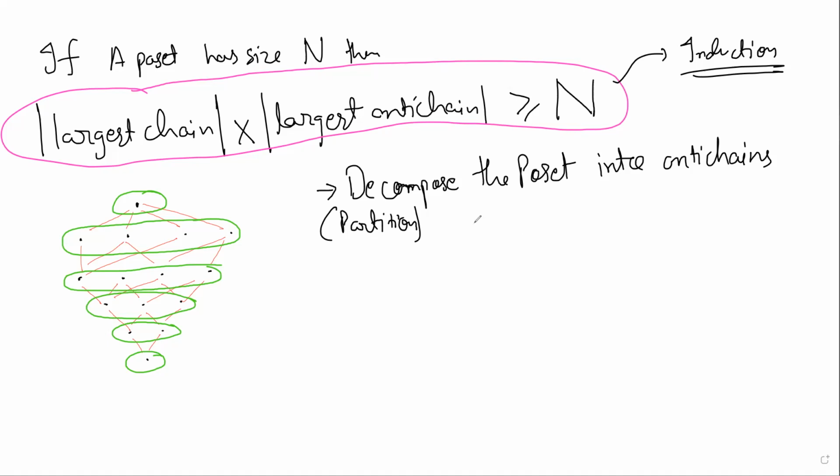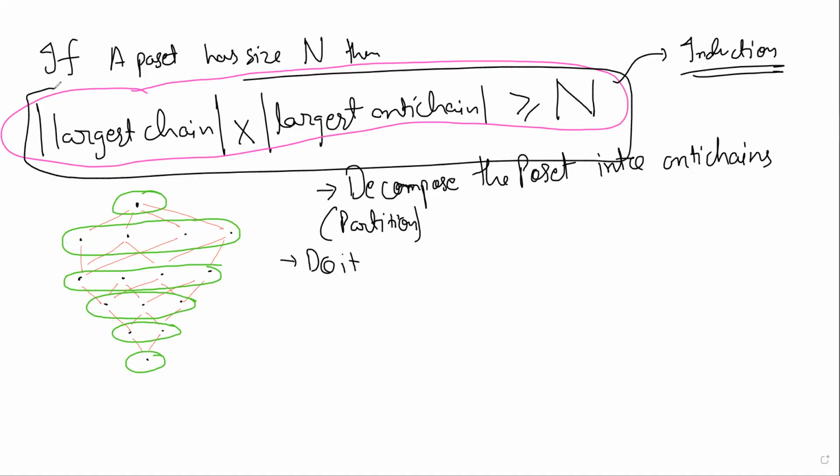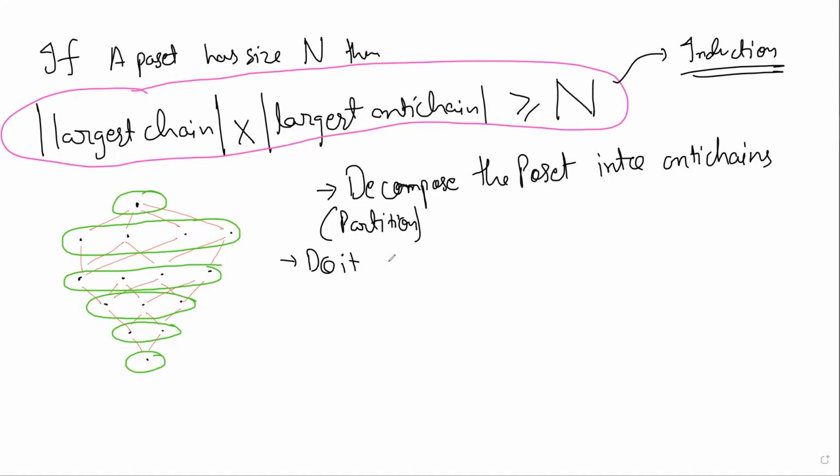But let's note some things. Decompose the poset into antichains. How many antichains did we need? Let's put this very clearly and understand this matter. This is the way in which a lot of these kinds of inequalities come about. Do it in some way.